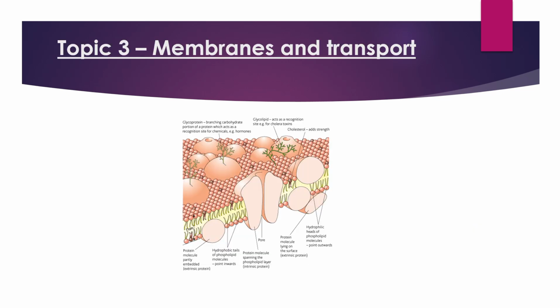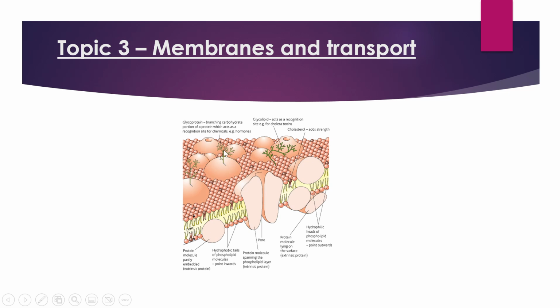Topic 3, membranes and transport. So if we look at the structure of the membrane, you've got an intrinsic protein that spans the whole phospholipid bilayer, has a pore. Extrinsic proteins are ones that lie on the surface. You've got the phospholipid bilayer, which is made up of phospholipids, which have a hydrophilic phosphate head and hydrophobic fatty acid tails that face away from water.